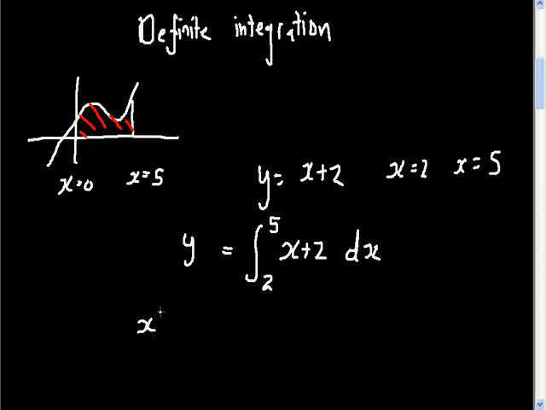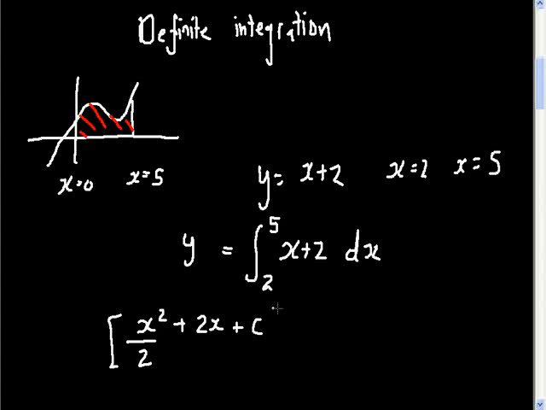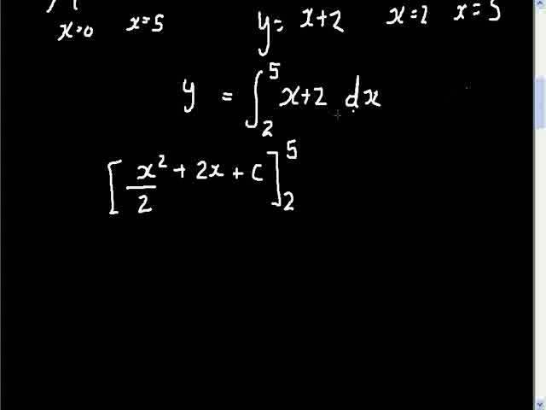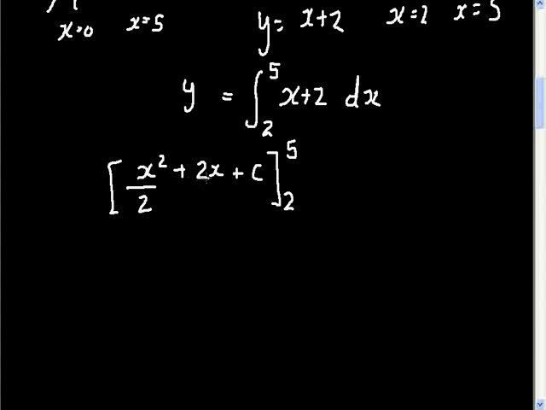If you integrate x plus 2, you get x squared divided by 2 plus 2x, and you would also get your constant term. For now I'll just put the constant term, and for these values you create square brackets. You've got to put these square brackets and put again the 5 on top and the 2 below. And next, you've got to substitute 5 instead of x.